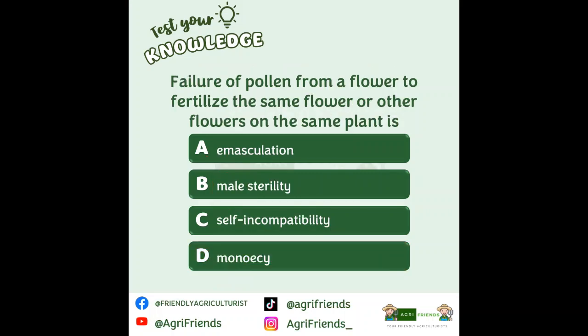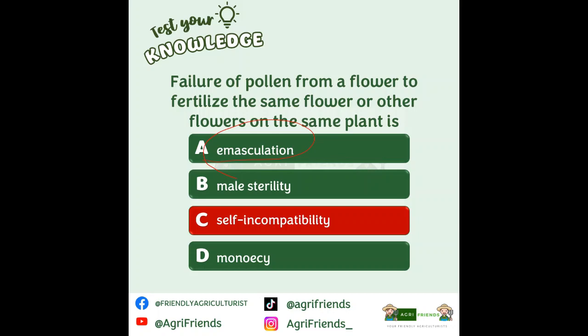Next, failure of pollen from a flower to fertilize the same flower or other flowers on the same plant is A, emasculation, B, male sterility, C, incompatibility, or D, monoecy. The answer is self-incompatibility.